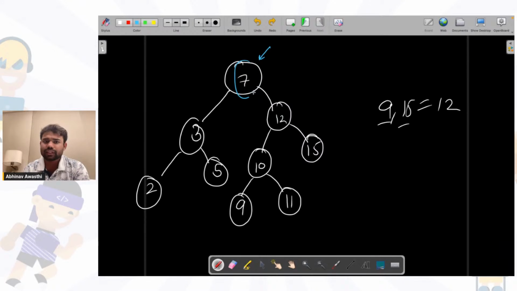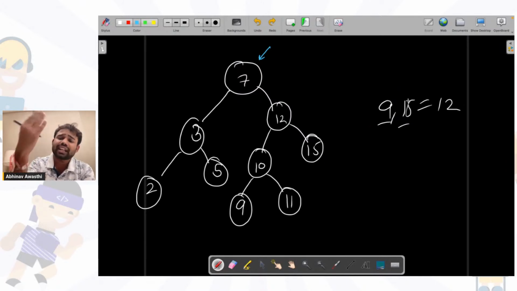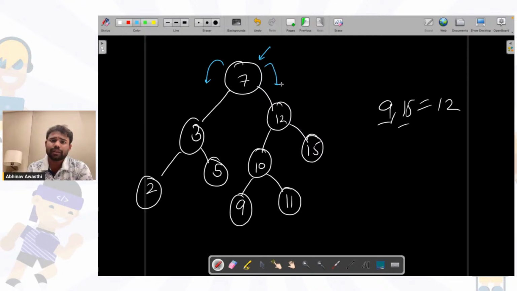So root is 7. Okay. And you can see 9 and 15 both are greater than 7. If both are greater than 7, so which side they should be? Left side or right side? Tell me. If 9 and 15 both are greater than 7, means greater than your root, so which side they should be?